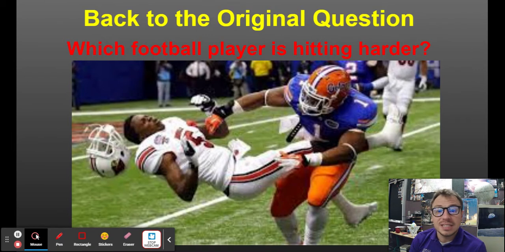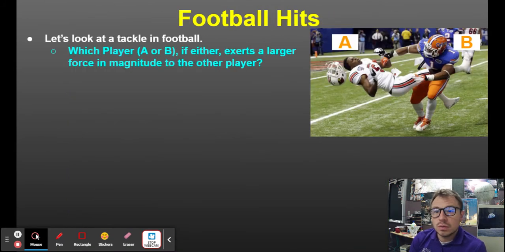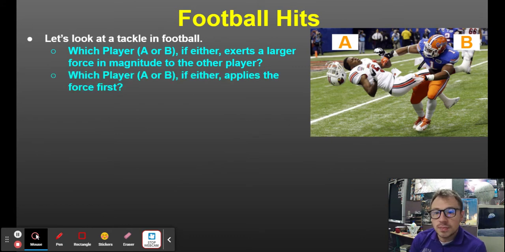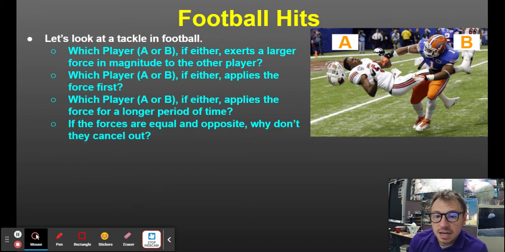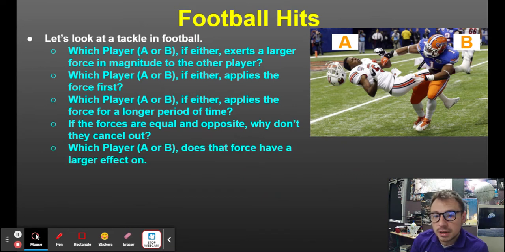Which football player is hitting the other one harder? We know that each player, because of Newton's third law, exerts the same force on each other. Both players applied that force at the exact same time, for the same amount of time, because force pairs are simultaneous. They don't cancel out because they're acting on two different objects. One of the forces is acting on player A, the other force is acting on player B.